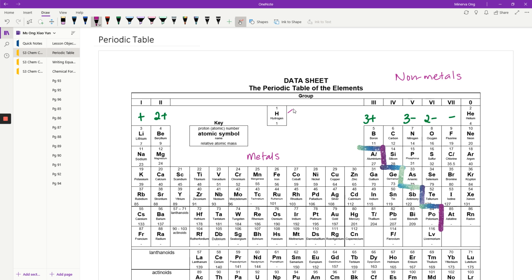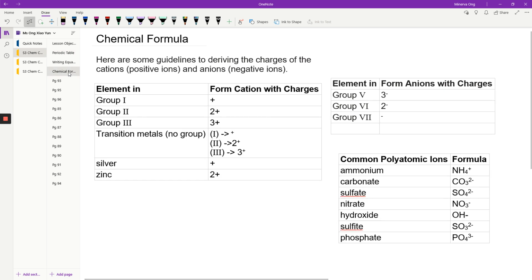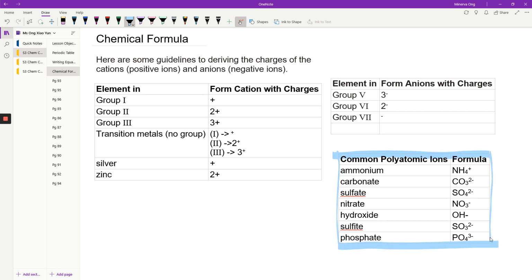Okay, so having known all this, it will help us to get the charges easily. But also, there are some charges like the polyatomic ions that are listed down here. So we will have to look at all these later on. These are some of the common ones.